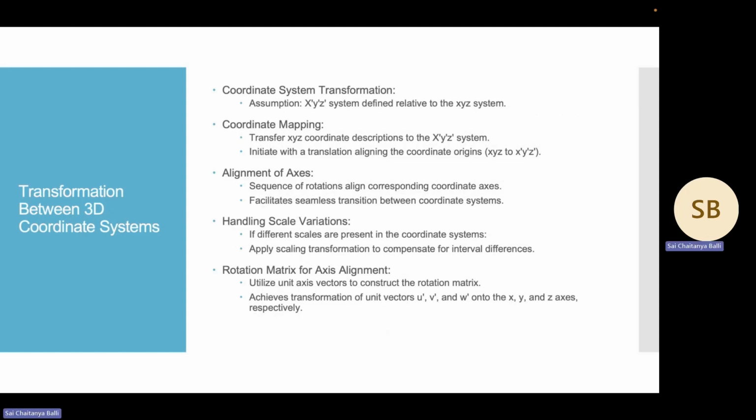This facilitates seamless translation between coordinate systems. Handling scale variation: if different scales are present in the coordinate systems, apply a scaling transformation to compensate for interval differences. Rotation matrix for axis alignment: utilize the unit axis vectors to construct the rotation matrix. This achieves transformation of unit vectors u dash, v dash, and w dash on the x, y, z axes respectively.